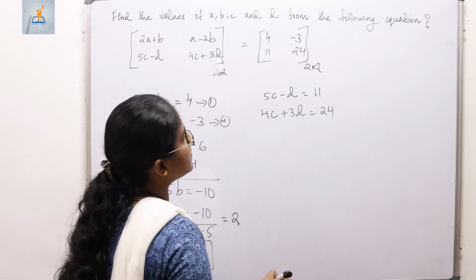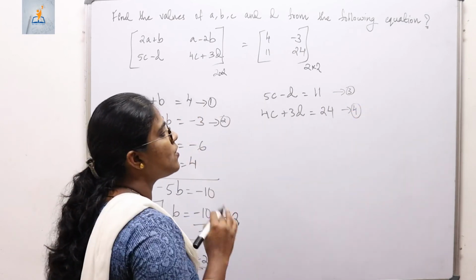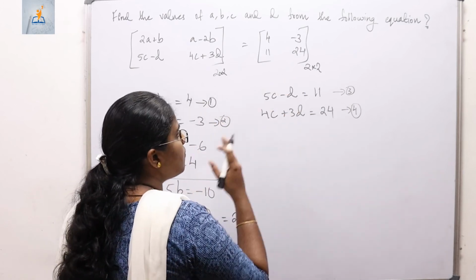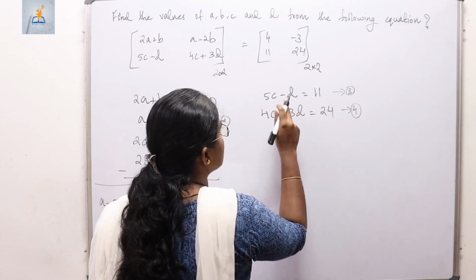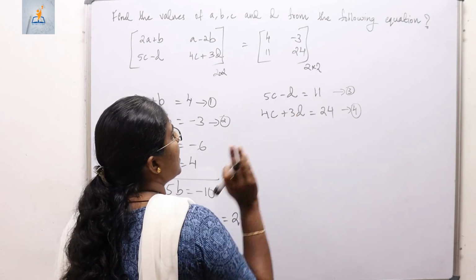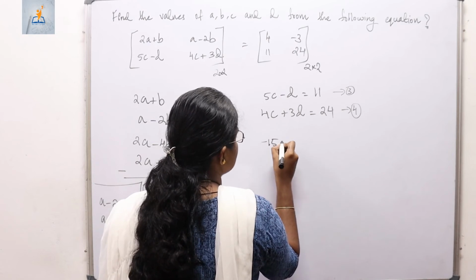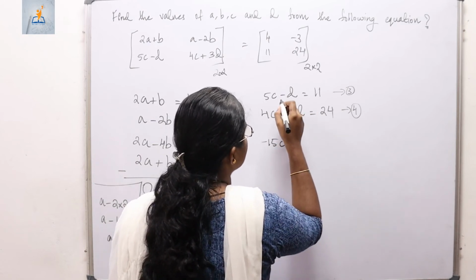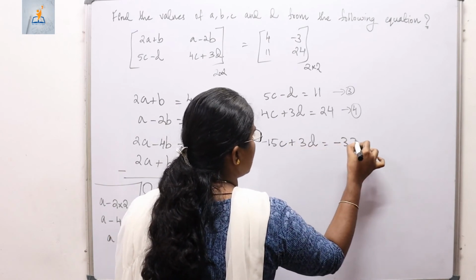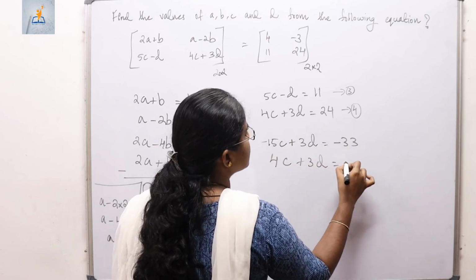So now moving on to this equation, let this be equation number 3 and let this be equation number 4, and this is also a pair of linear equations in two variables, say c and d. So we use elimination method here also. So in order to make the coefficient of d common, I am going to multiply this equation throughout by negative 3. So it will become minus 15c. Again we have plus 3d is equal to negative 33. Again we have 4c plus 3d is equal to 24.